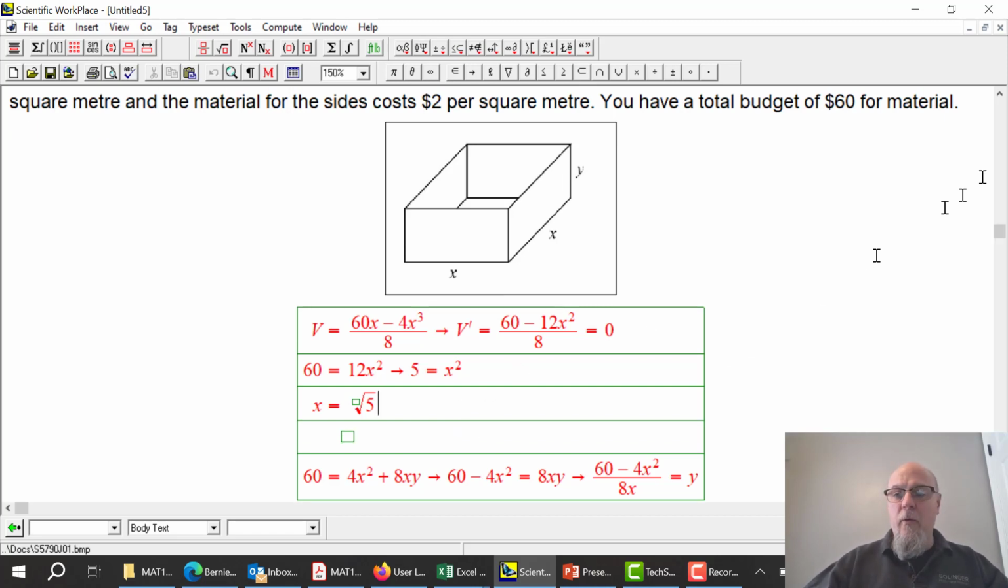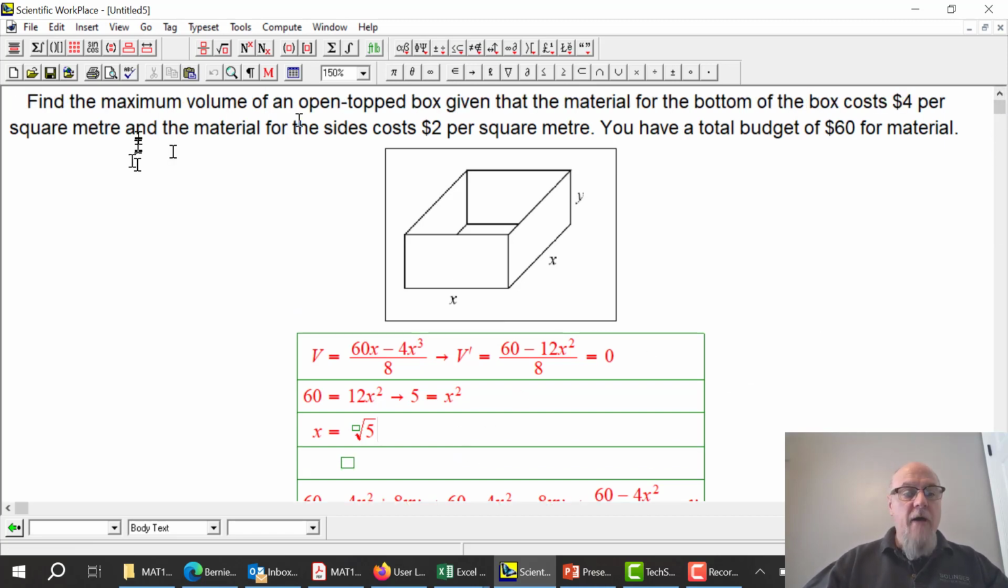You have to actually answer the question. What is it they wanted? Find the maximum volume. So I know that x is equal to root 5 meters. My answer should be a volume. My answer should be such and such cubic meters.